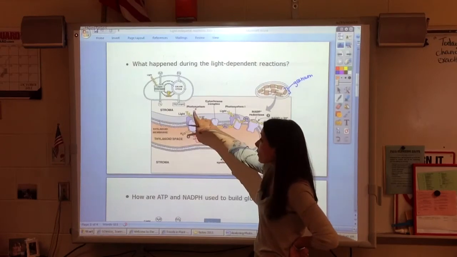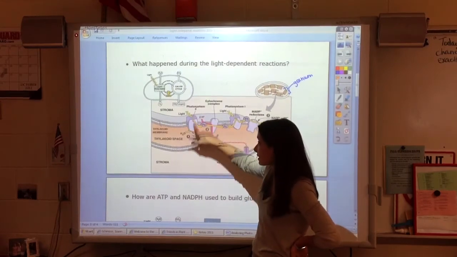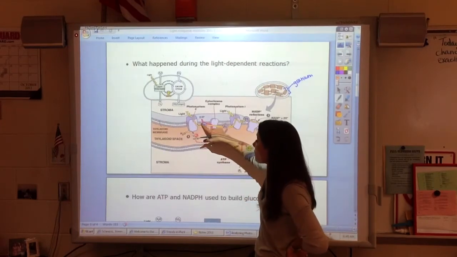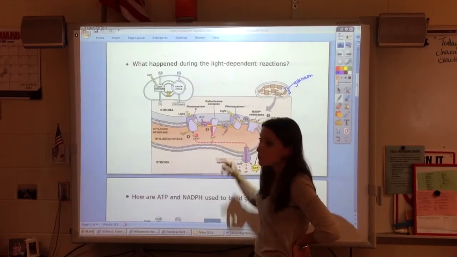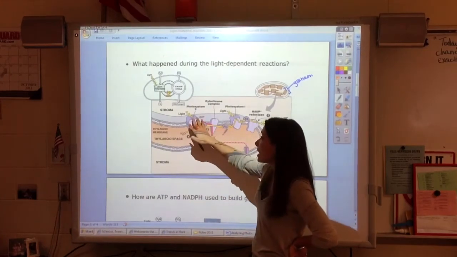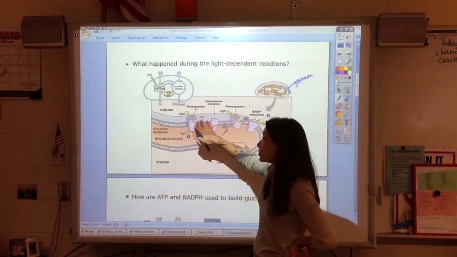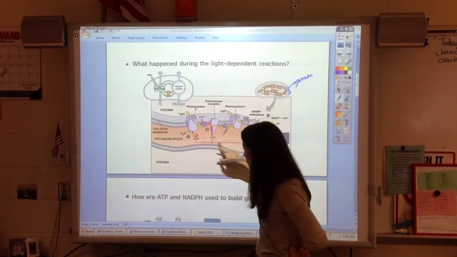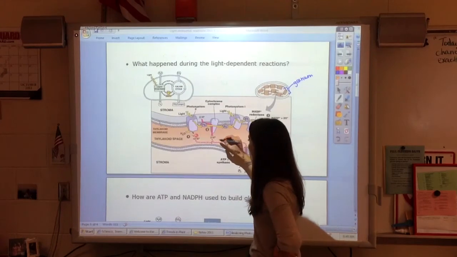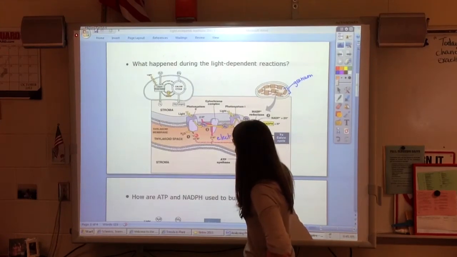The energy from the light actually excited the electrons from splitting water. That electron was first used to help pump more hydrogen ions in, keeping in mind that we're using the energy from the electron to do the pumping. So again, what we see here is this hydrogen ion gradient. And so we have an electrochemical gradient.